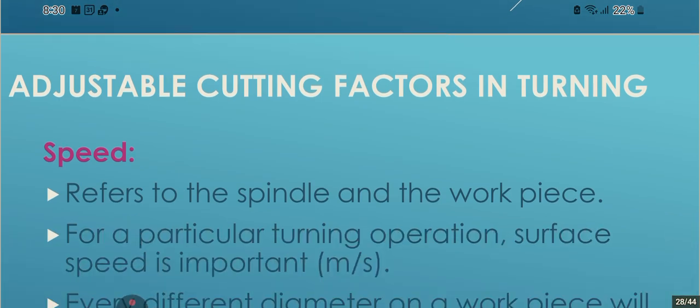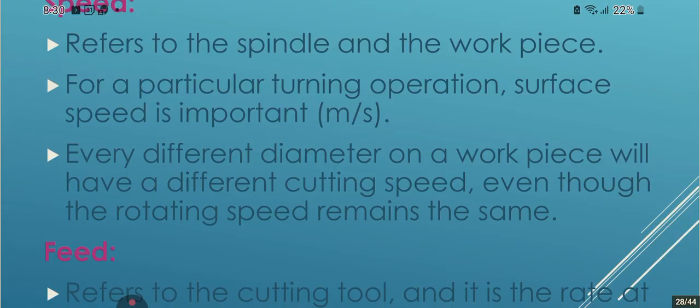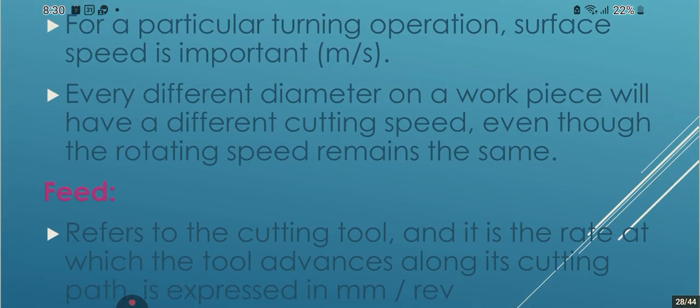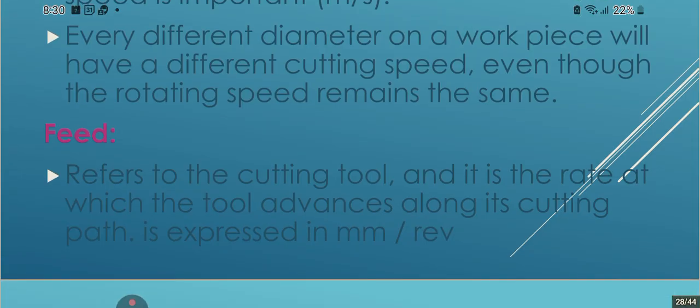Now the factors of turning. The speed refers to the spindle and workpiece. For turning operations, surface speed is important. Every different diameter on a workpiece will have a different surface speed, even though the rotating speed remains the same.